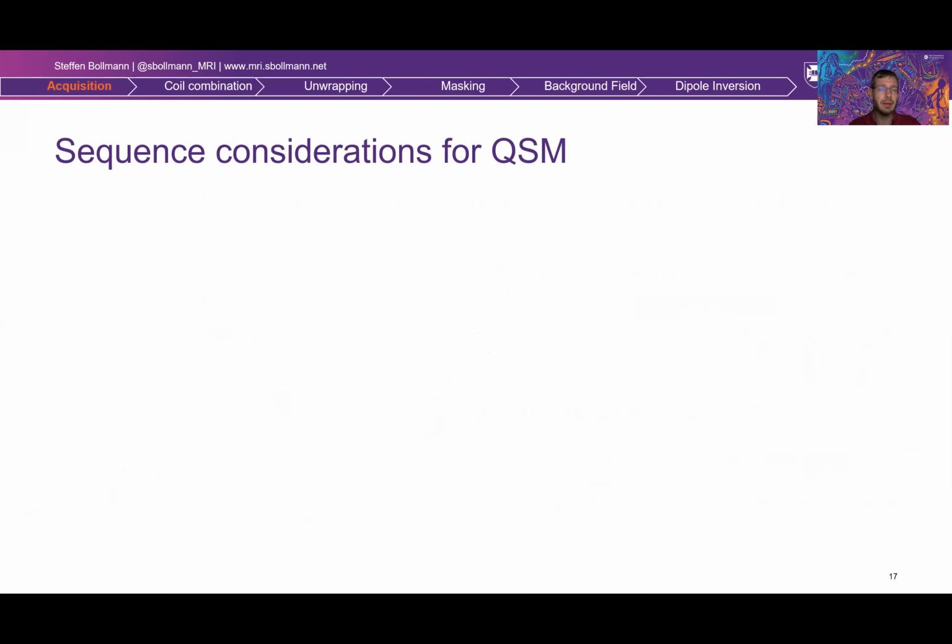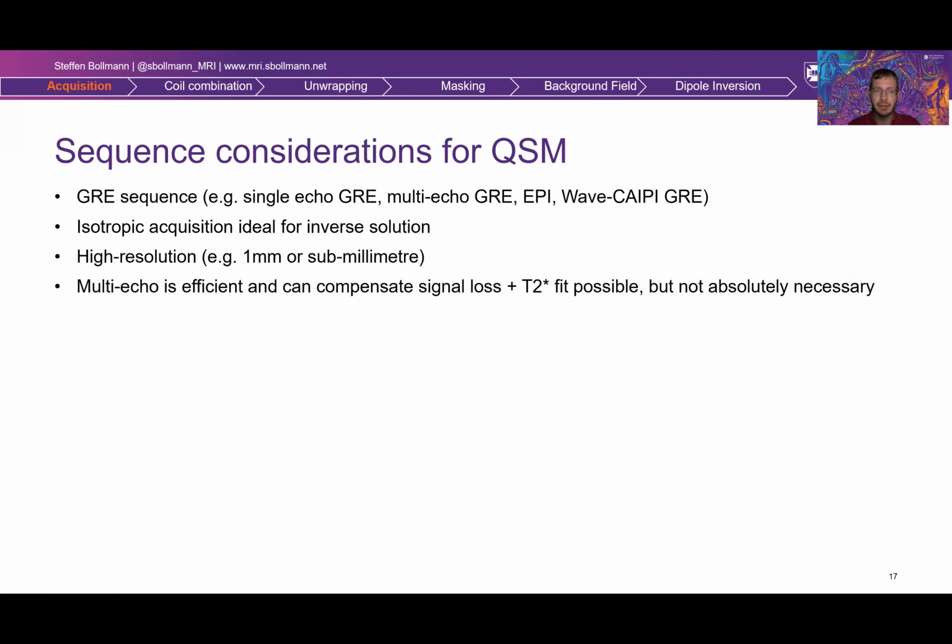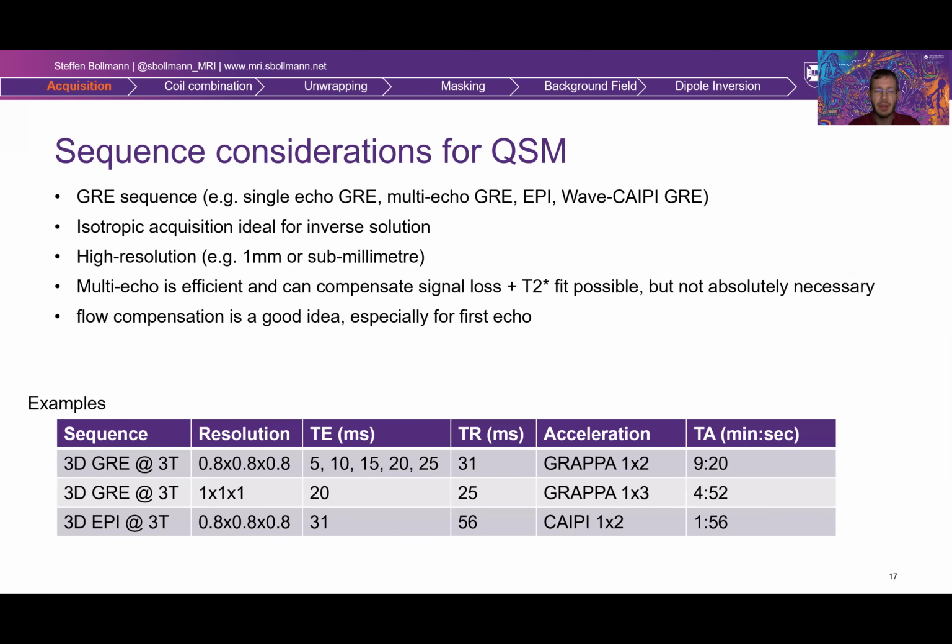Here, some considerations for choosing an imaging sequence and the settings. So as I said, we need a gradient echo sequence. A spin echo will not work. Isotropic acquisition is ideal for the inverse solution. We also want high resolution if we can, so 1 millimeter or less. Multi-echo is efficient and it can compensate some signal loss in later echoes, and we can also do a T2 star fit. So it's very nice, but not absolutely necessary. Flow compensation is a good idea, especially for the first echo. And here, a couple of examples of sequences that would be well suited for measuring QSM.